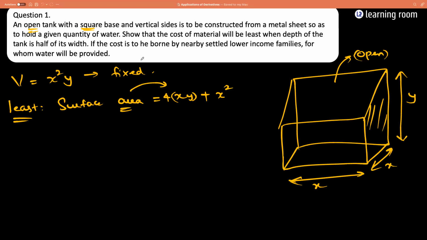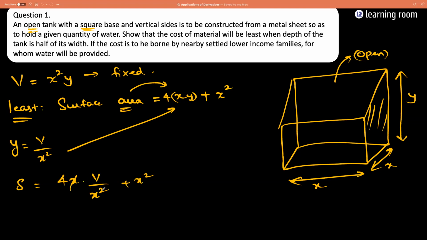Can you tell me? So why can I write y as V divided by x square? Can I take that and substitute it here? So surface area, if I write it as S, it is going to be 4 into x into V divided by x square plus x square. x and x will get cancelled. So it will be 4V by x plus x square. This is the surface area. Differentiate this and tell me, what is the value of x in terms of V?